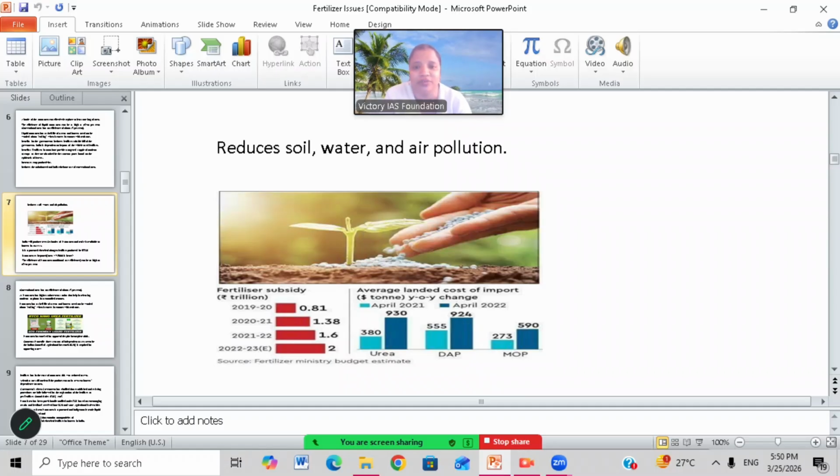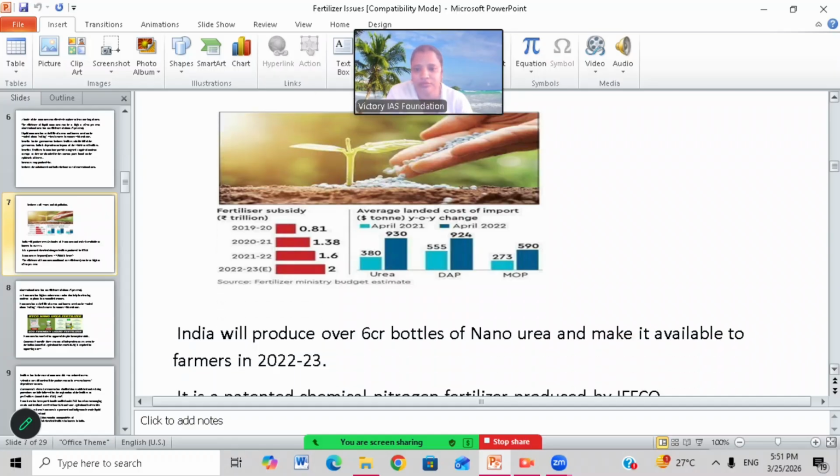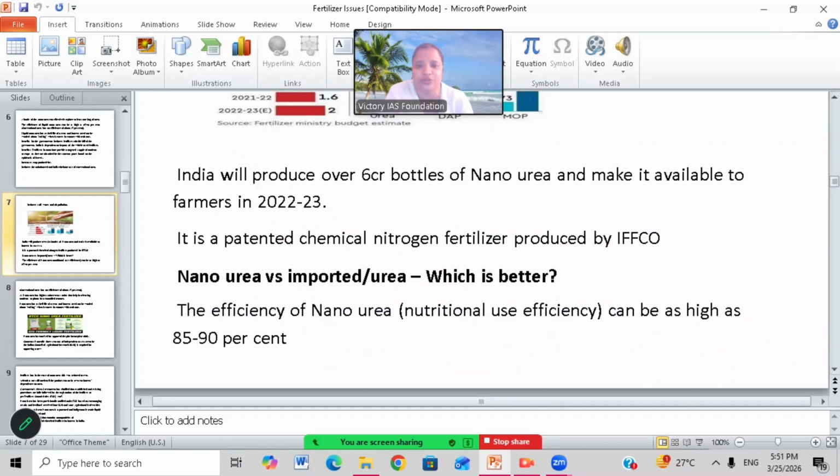Solid urea will produce some pollution in the environment, but this won't, because 100% of it is eaten by the plant only. It won't be released into the environment. So India will produce over 6 crore bottles of nano urea and make it available to farmers in 2023. It is a patented chemical nitrogen fertilizer produced by IFFCO company.